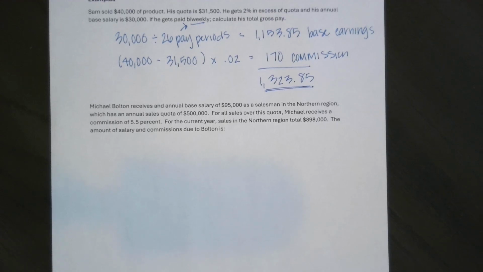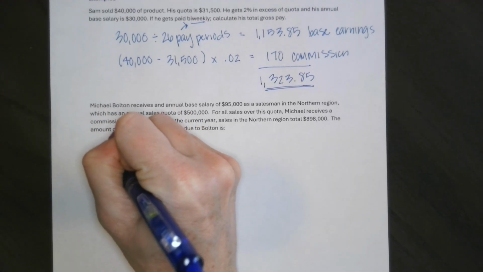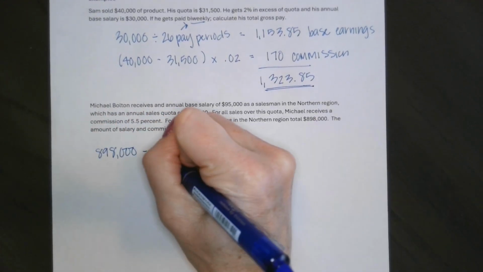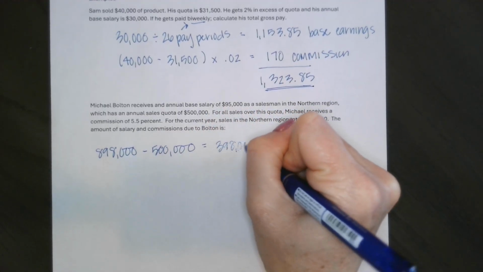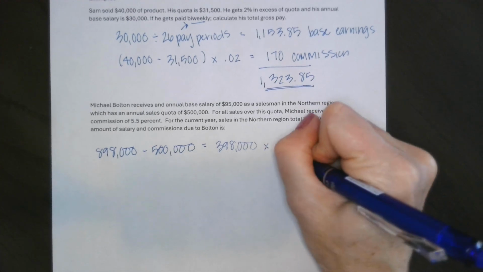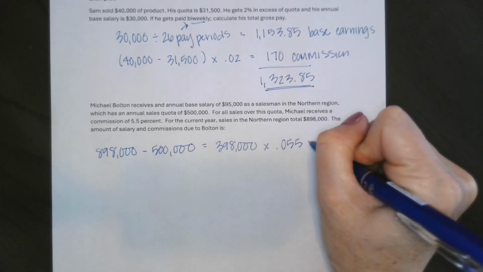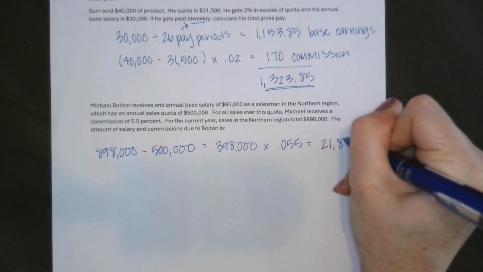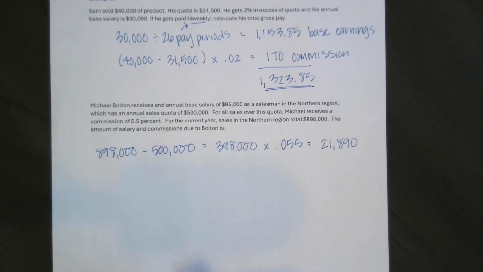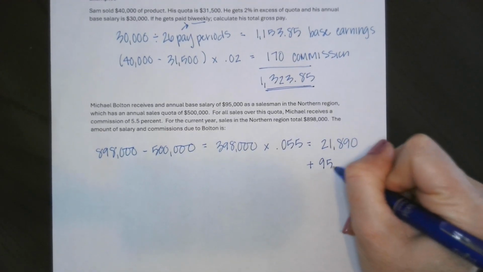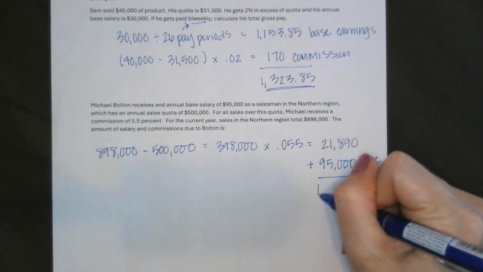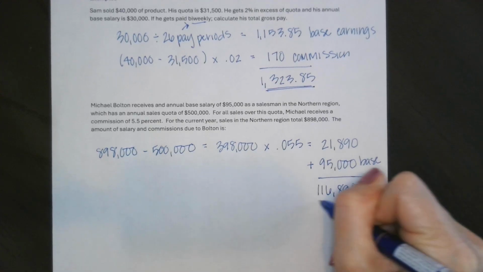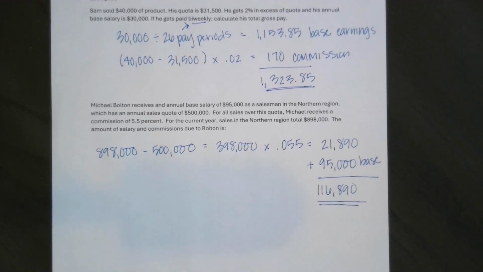Well, the main salary is going to be $95,000, so we already know that. So let's determine the commission. We take the $898,000, we subtract out the $500,000. Then we multiply that times 5.5%. That's $21,890. To the $21,890, we add his base, $95,000. We get $116,890 total gross pay.